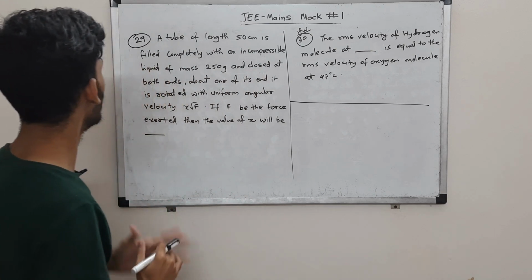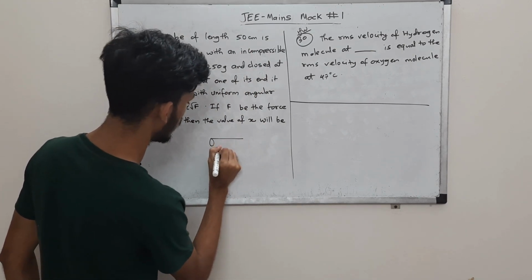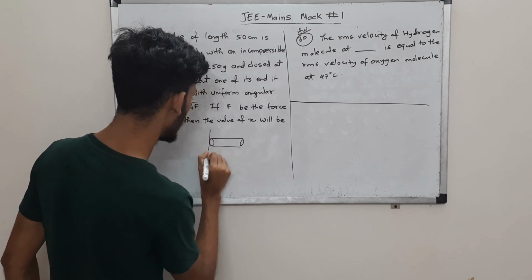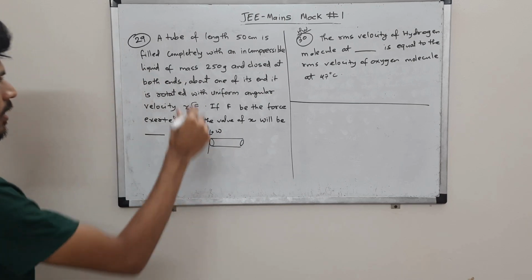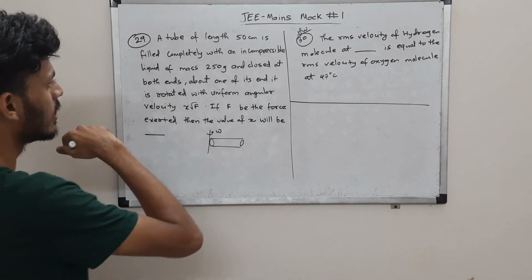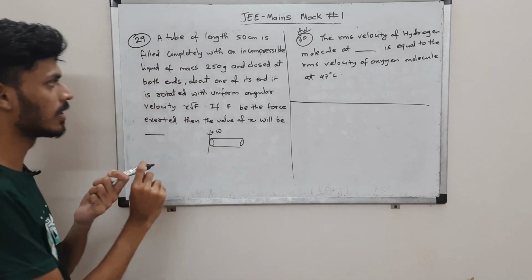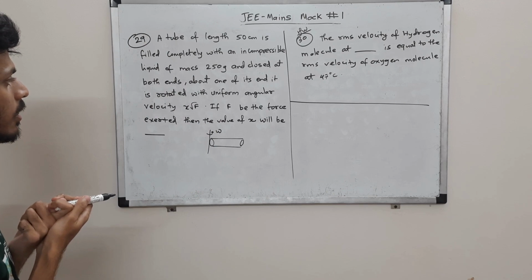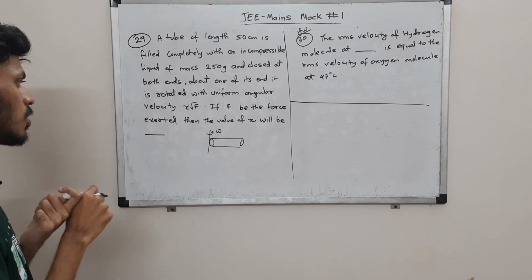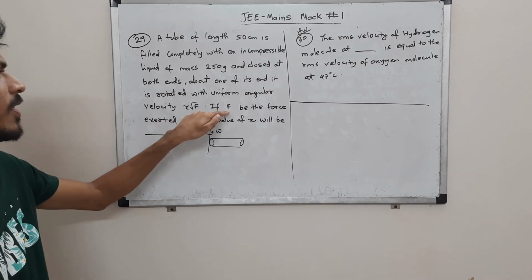Okay, so question 29, here we have a tube of length some 50 centimeters, and we are going to rotate it with some angular velocity omega. It is filled with an incompressible liquid of mass this. Now when you are rotating it, of course the fluid will be pushed to the other end, right? And this will put some force on the other end. So you are supposed to find that force, which is given as F.